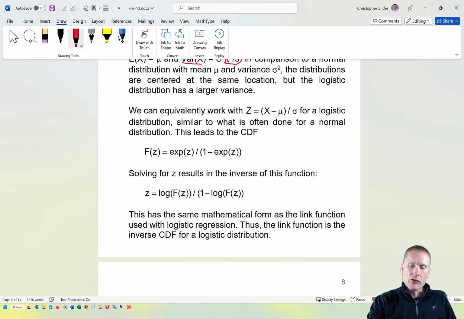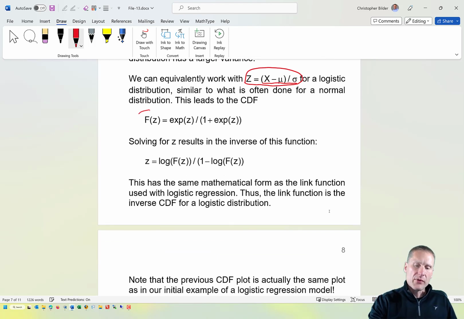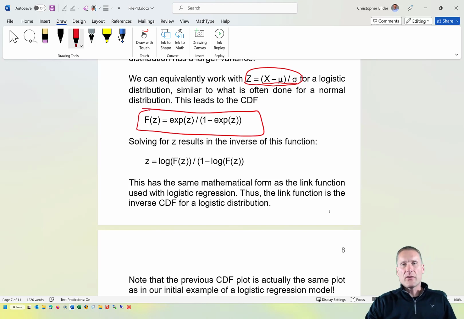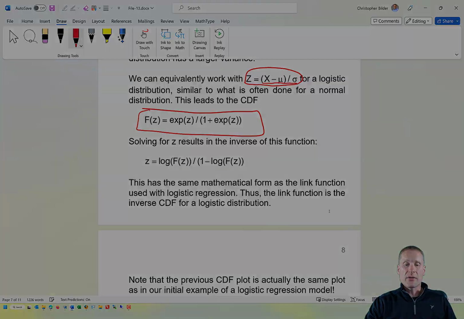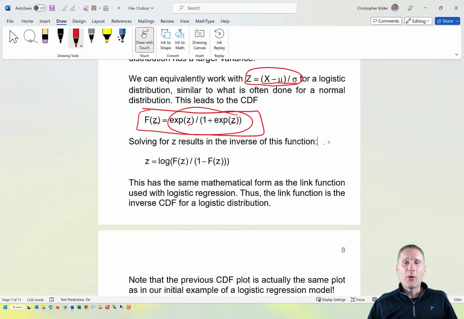Equivalently, for a logistic distribution, we could also look at a standard logistic distribution, just like a standard normal distribution. How do you find it? In a similar way to what we've done before. And this leads to this particular CDF, as you see here. Again, look at that mathematical function form. It should look familiar. In fact, this is what we use with logistic regression.